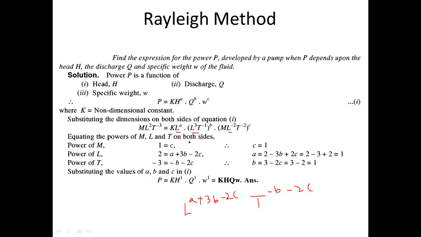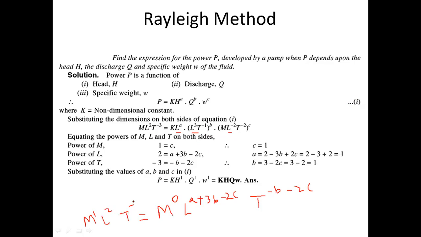See, there is no M on the RHS side. There is no mass quantity on the RHS side, so I can write M to the power 0. So this is RHS. And on LHS we have M to the power 1, L to the power 2, and T to the power minus 3.